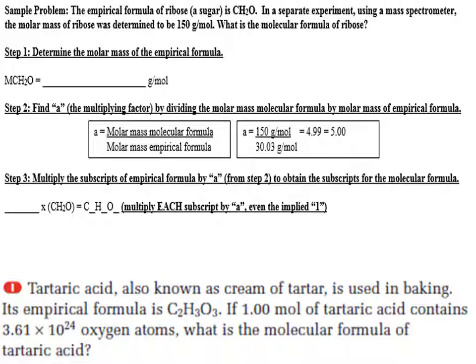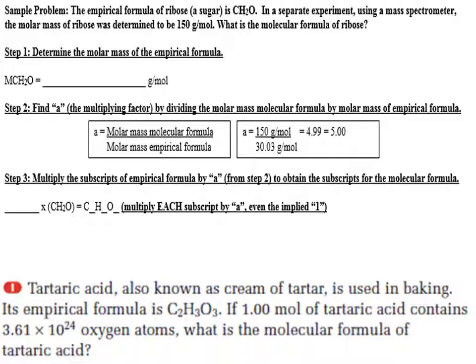Okay, so here we have a sample problem. The empirical formula of ribose, a sugar, is CH2O. That's the empirical formula. It's not the actual formula. We just know there's a 1-to-1 ratio: 1 carbon for every 2 hydrogens for every 1 oxygen.